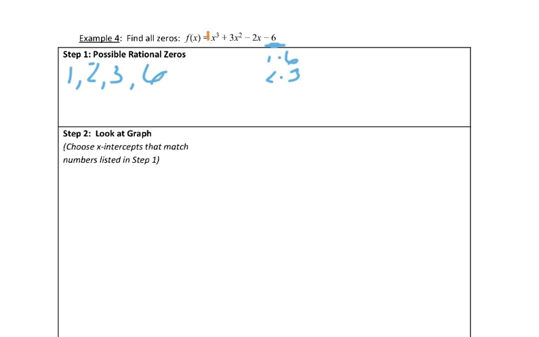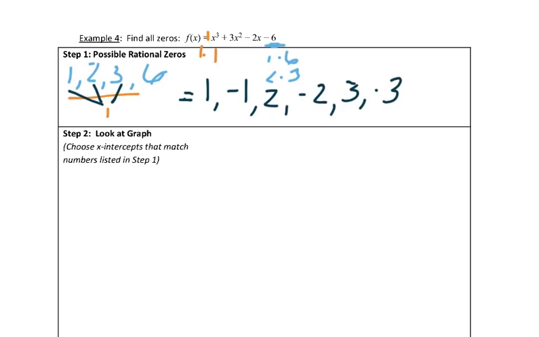The number in front is 1. So that can only be 1 times 1. So I'm going to list 1 on the bottom. So I'll start with 1 over 1, which is just 1. And negative 1, 2 over 1, which is just 2, or negative 2, 3 over 1, which is 3, or negative 3, and 6 over 1, which is 6, and negative 6. So those are my possibilities.